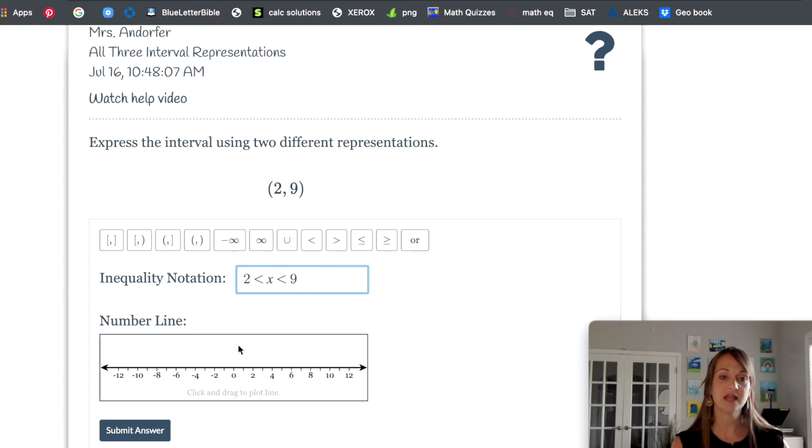And the number line would be everything from 2, I clicked and dragged to 9. Now this does not include it, so I need to click on the circles to show that they do not include. And that concludes discussing the different types of notations that you can write with inequalities.